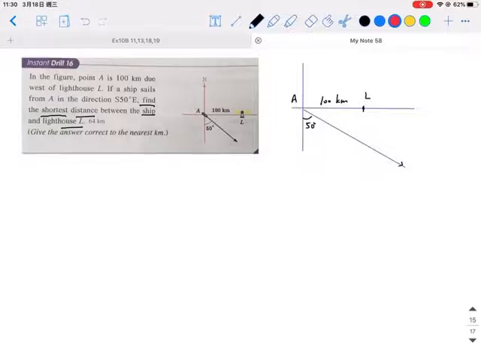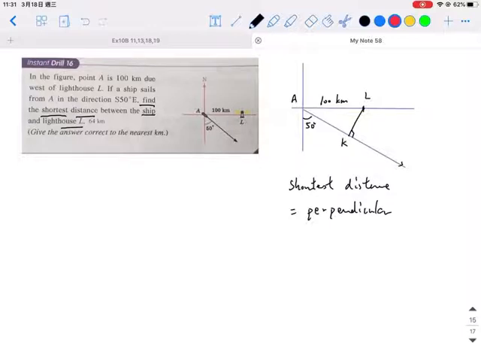Okay, so what is the shortest distance? It means that the shortest distance is equal to the perpendicular distance. Try to remember, you need to draw a perpendicular line from L to the line here. So I write down K.